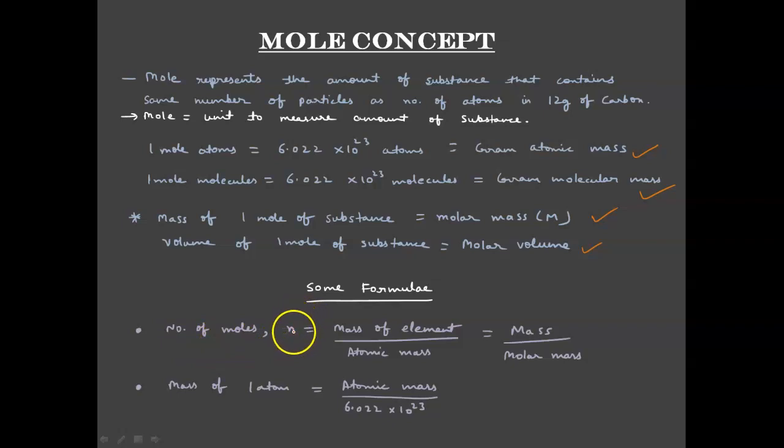What is number of moles? So, number of moles equals mass of element upon atomic mass, or you can remember it as mass upon molar mass. Now, mass of one atom. In case we have to calculate the mass of one atom, it is atomic mass divided by Avogadro number, that is 6.022 into 10 to the power 23. So, it is the formula for mass of one atom.